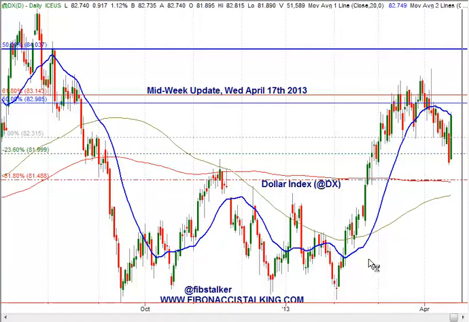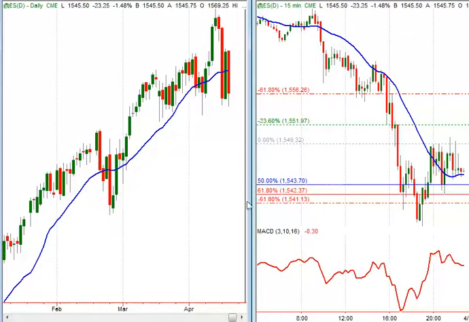I think the dollar started its move lower. The move we had today is profit taking from shorts, and program trading bringing price into the next level of short selling.